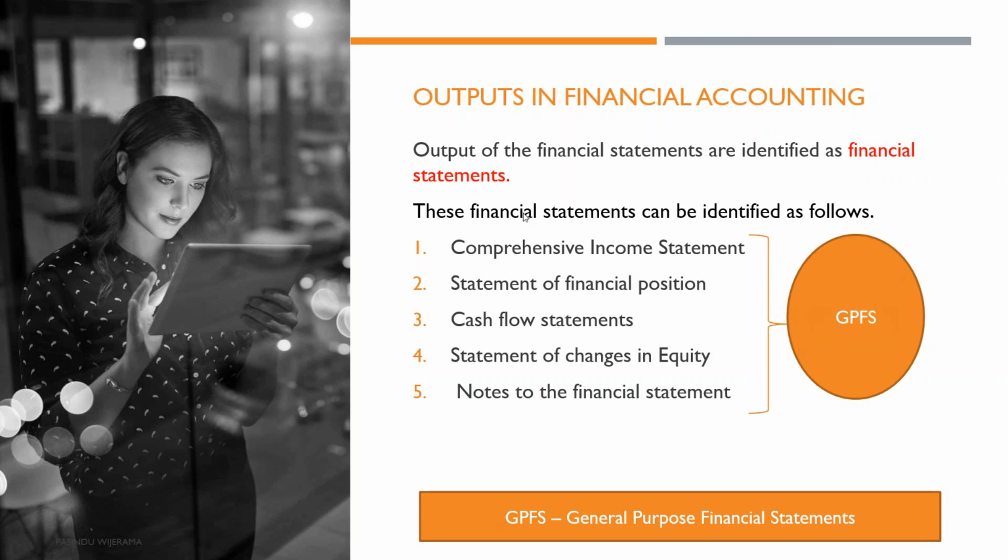Outputs in financial accounting. The outputs of financial accounting are identified as financial statements. So those outputs are 5 types.